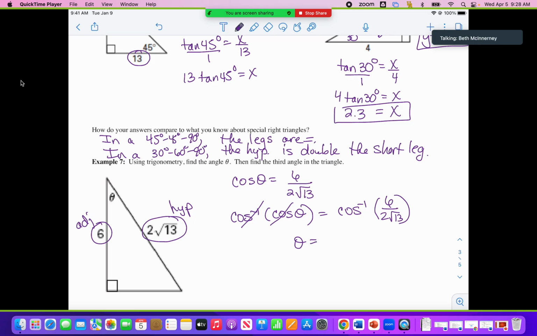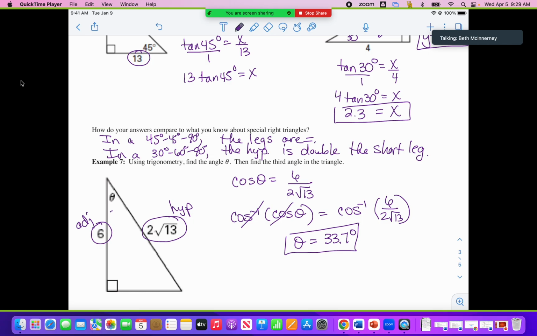And then all you do is on your graphing calculators where you see your cosine, like on the TI-84s, you hit second and cosine, and that'll pull up the inverse. And I'm getting 33.7 degrees. Round to 1 decimal unless otherwise asked.